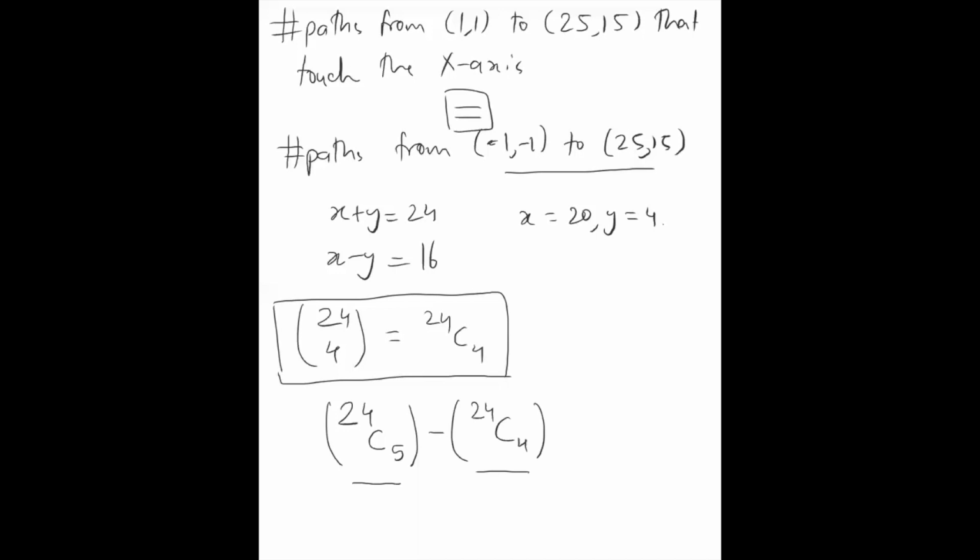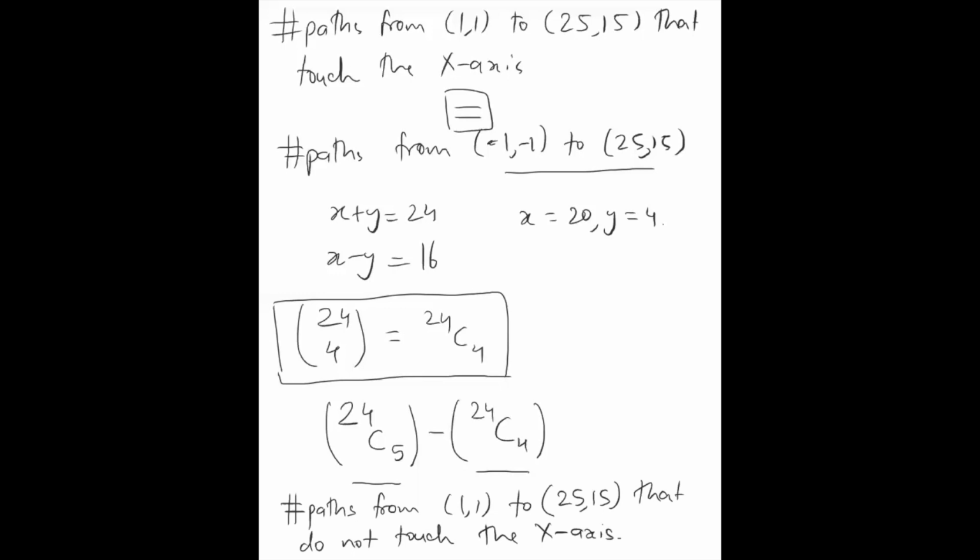This is the number of paths from (1, 1) to (25, 15) that do not touch the x-axis. And this idea of reflecting paths across the x-axis, that is called the reflection principle.